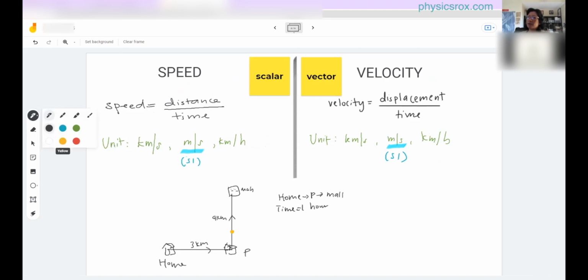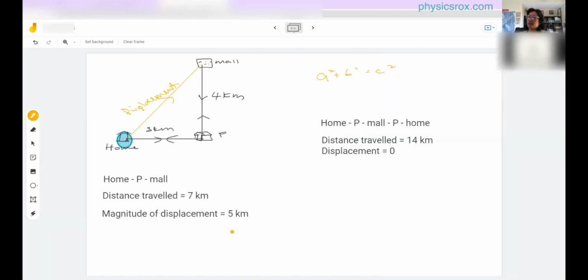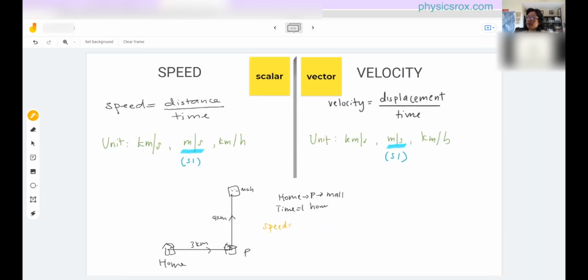So when you count speed, speed is distance. Distance yesterday you already counted for me is 7 km. That means you take 7 km divided by 1 hour, it will be 7 km per hour.